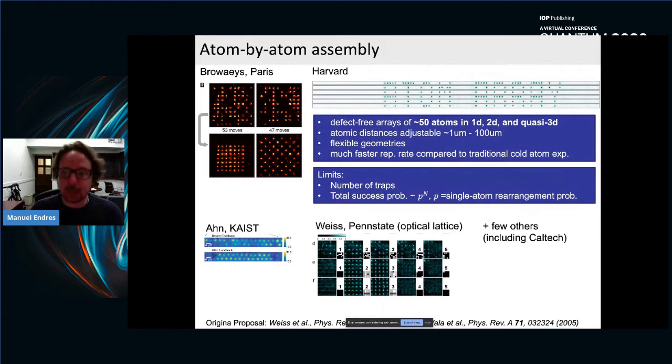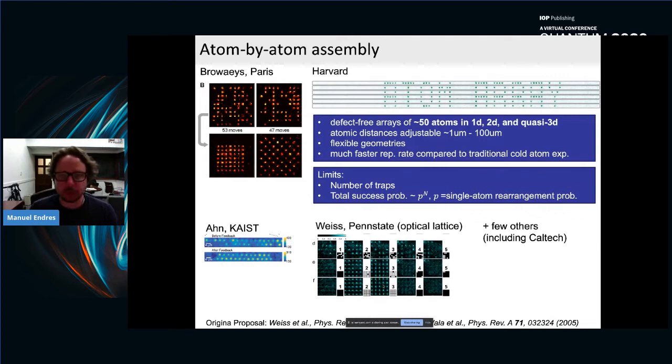If I try to transport an atom from A to B, I first have to identify it correctly. So I need extremely high detection fidelity, and also I want to make sure that the atom is still there after the image, and then I want to transport it correctly from A to B. And this combination of identifying it correctly, survival fidelity in the image, and then transport fidelity, I call single atom rearrangement probability.